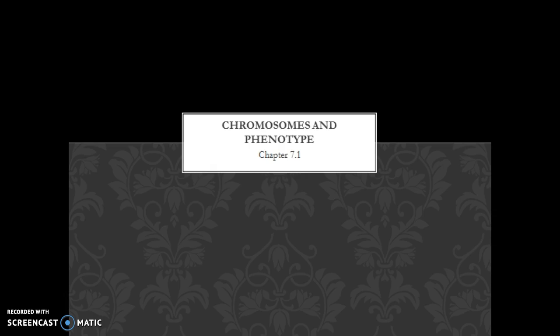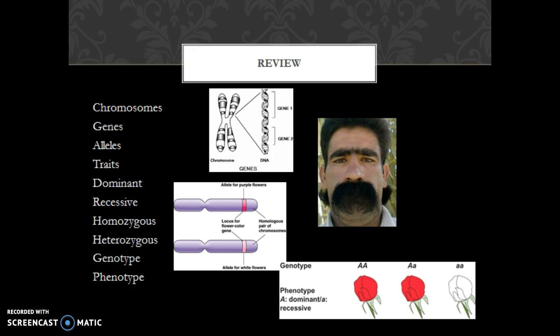So let's go and review some of those terms. Some of the terms that we're going to be including in our discussion today are chromosomes, genes, alleles, traits, dominant and recessive forms of alleles, homozygous and heterozygous, genotype, and phenotype. So looking at this image here, we can recap on chromosomes and some genes.